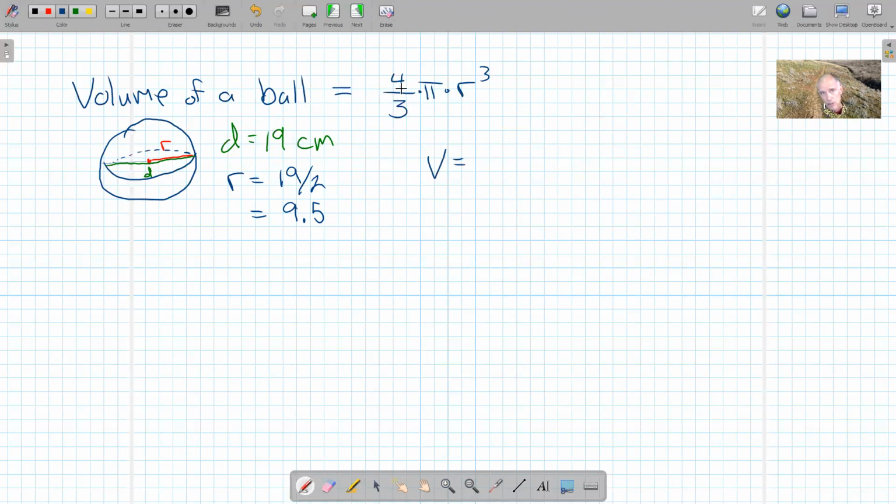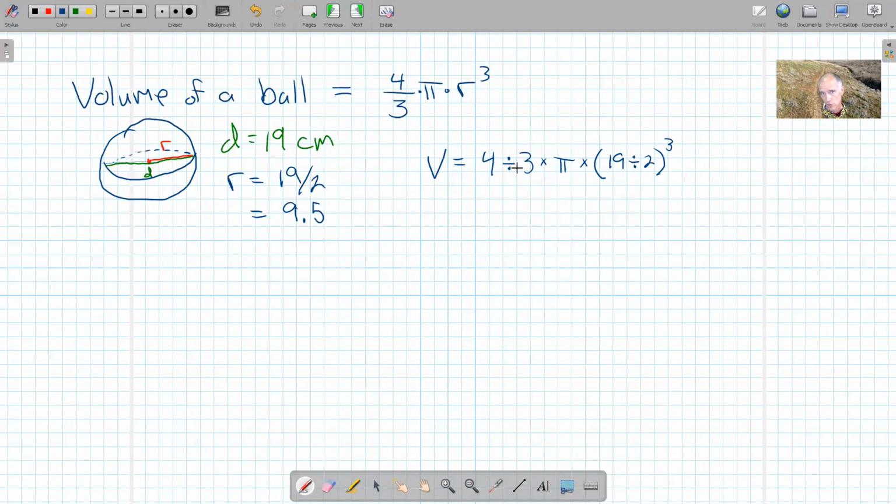And the calculator, some calculators do have a fraction button like this and some do not. It just kind of depends. The thing to remember is a fraction bar is a division. So I could write this as 4 divided by 3 times pi times, in this case, my radius is a bit complicated, so I'm going to put parentheses and go 19 divided by 2, and then I'm going to raise that to the 3rd power.